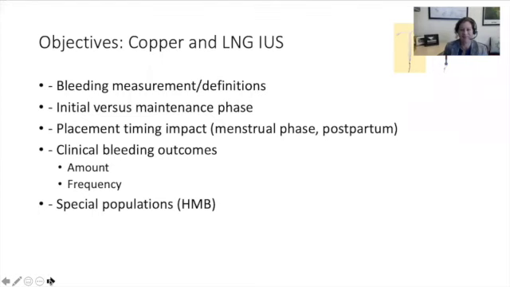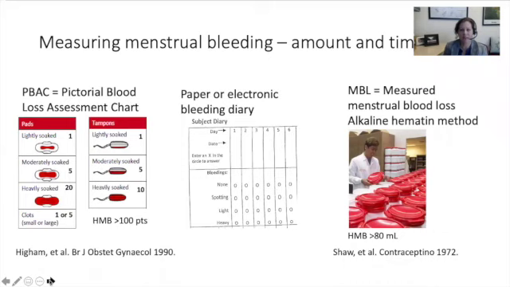Next slide. Most studies have used a calendar method of a paper or electronic or text bleeding diary, categorizing bleeding into none, spotting, light, or heavy, with spotting usually defined as not needing hygiene products. The most accurate measurements of bleeding amount use the alkaline hematin method for measured menstrual blood loss. And the picture on the right shows the container used to collect all the menstrual blood for a cycle on specific menstrual products, which is then calculated into a volume amount.